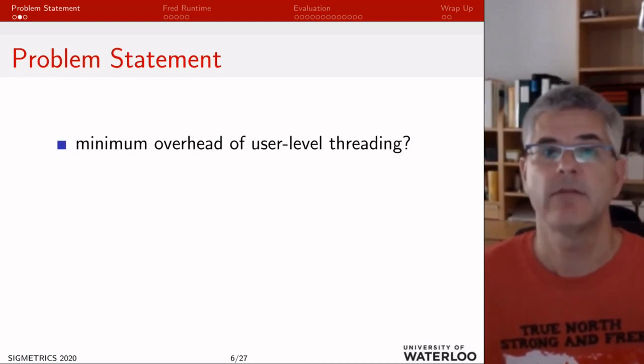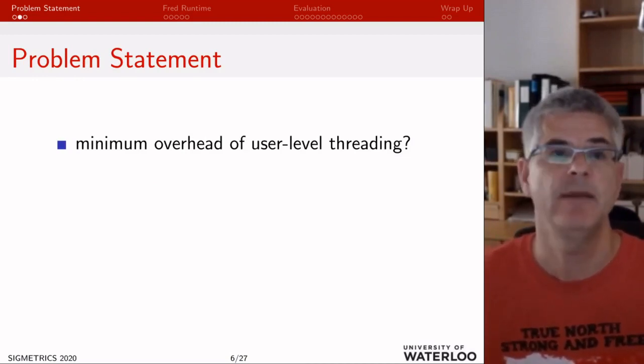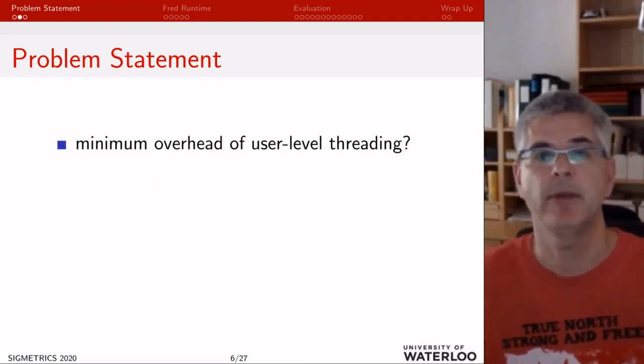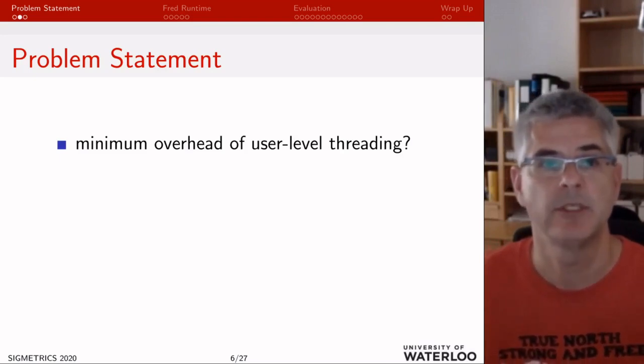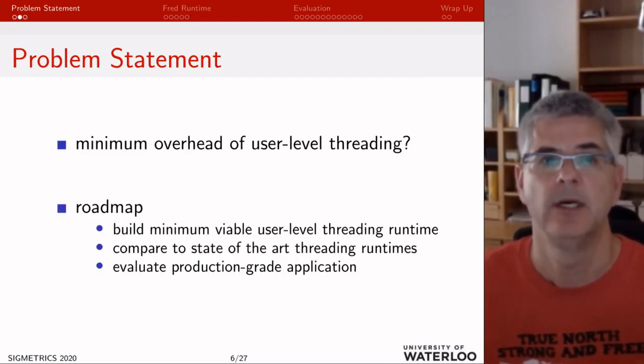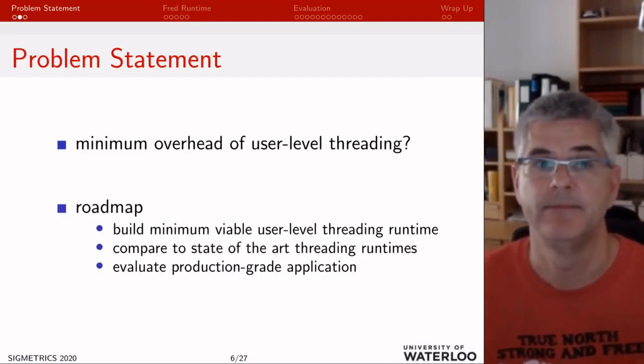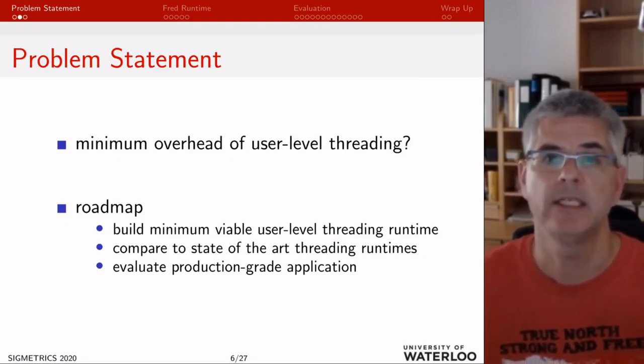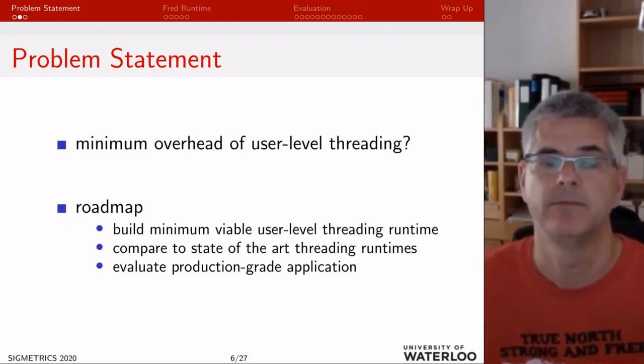If you think about user-level threading as an extra layer between the event-based operating system interfaces and an application, the core question becomes, what is the minimum overhead of this extra layer? To address this question, we need to have a minimum viable and efficient threading runtime. We didn't find one and thus decided to implement our own.